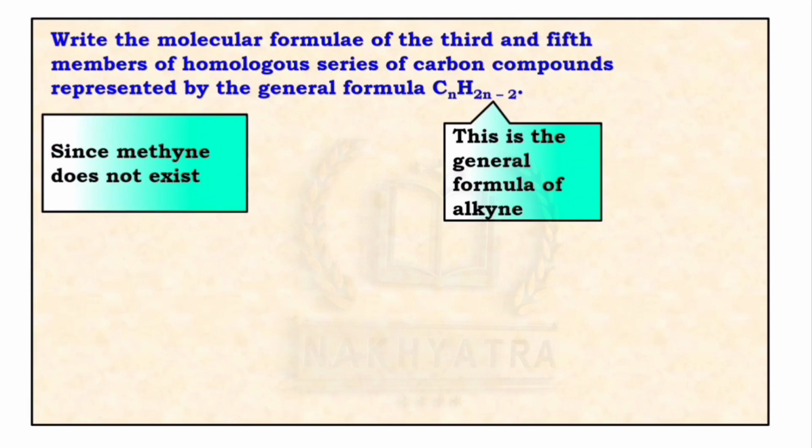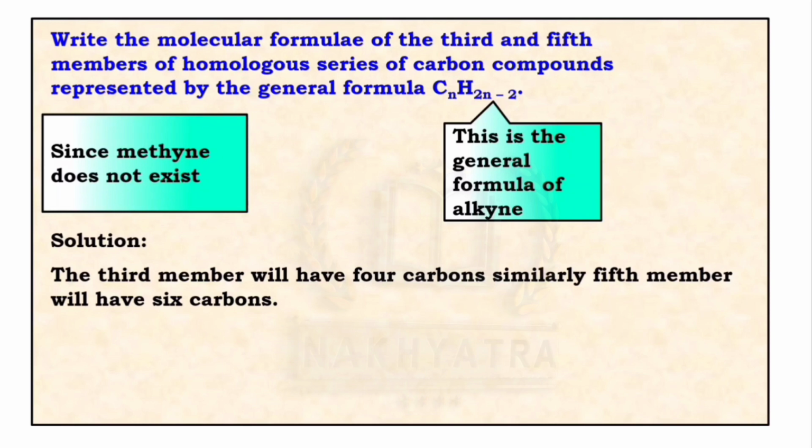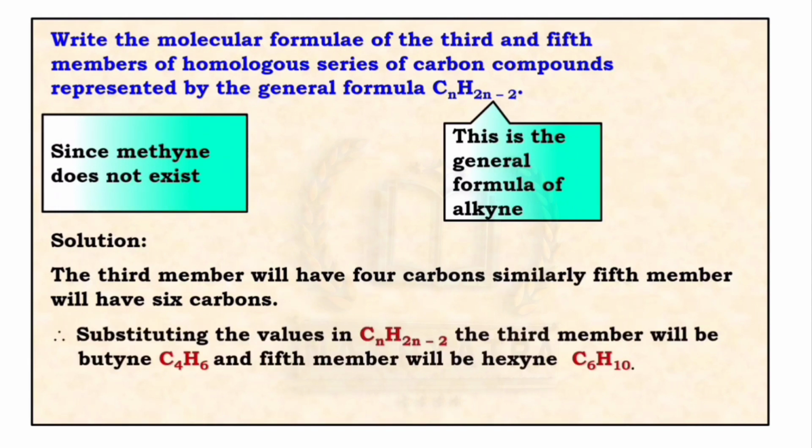Now since methane does not exist in this series, the solution is this: the third member will have 4 carbons. Similarly, the fifth member will have 6 carbons. So let's see. Therefore, substituting the values in CnH2n-2, the third member will be C4H6, and the fifth member will be C6H10.